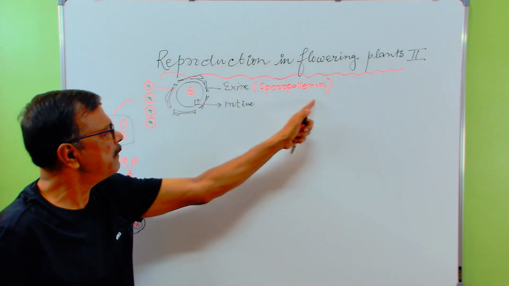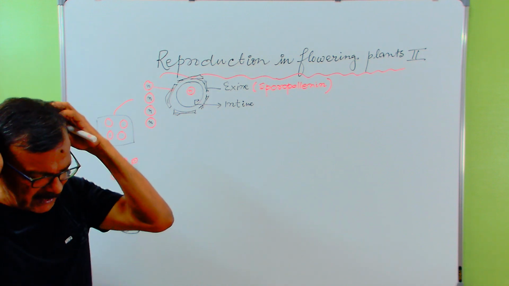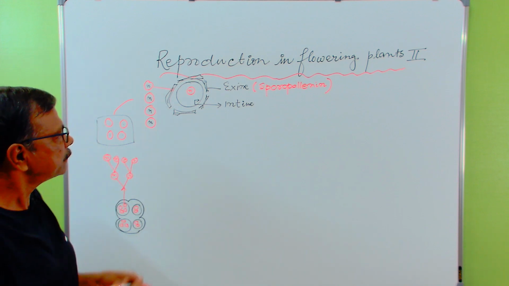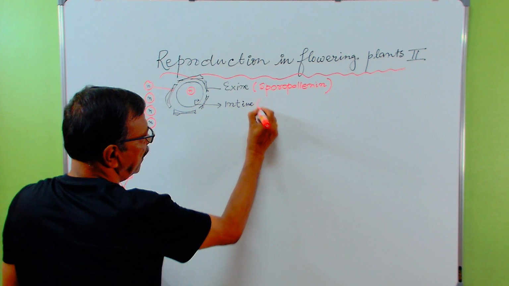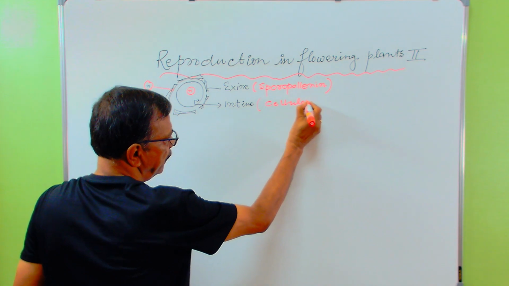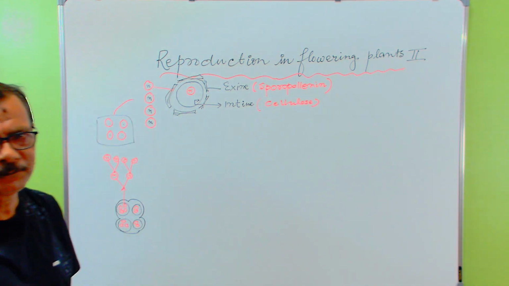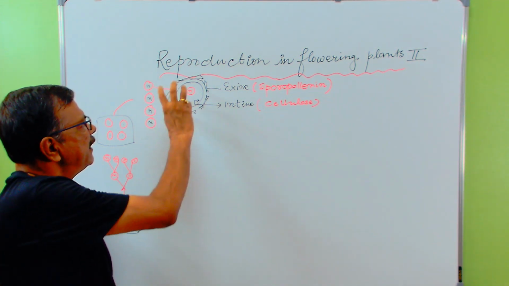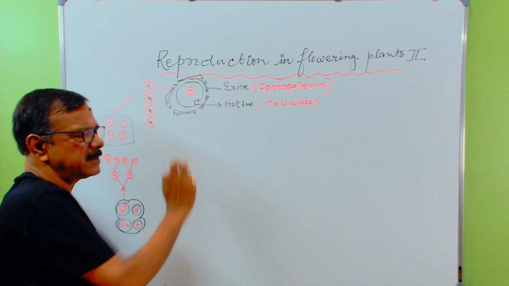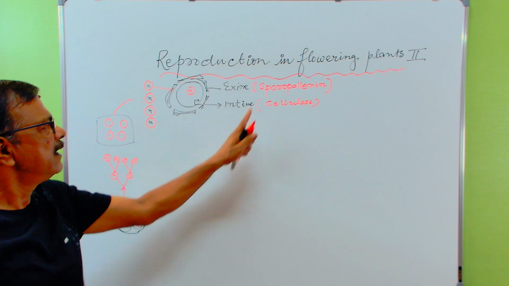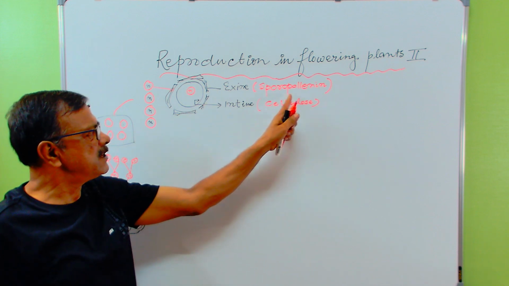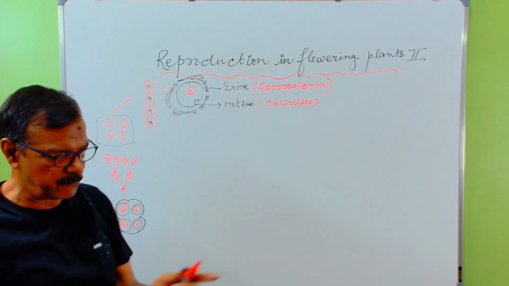Clear? This microspore is very precious, and they are protecting it with two layers. The outer layer is made up of sporopollenin, the hardest and most resistant biological material known so far. And the intine is made up of cellulose. So we will write that the pollen grain is covered by two layers: the outer layer exine made of sporopollenin, and the inner layer intine made of cellulose.